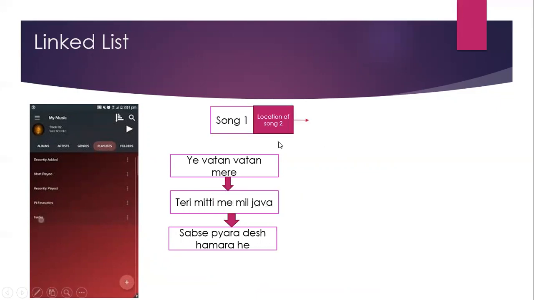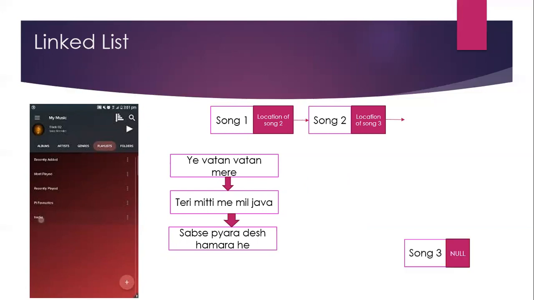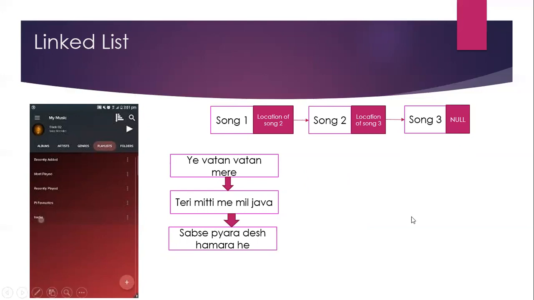Here you can see this is nothing but a node. This node has two different parts. The first one is the content and the second one is the address of the next node. The song 1 node has a second part, which is the location of song 2, where it is saved. Similarly, song 2 has the location of song number 3. And when we come to the end of the list, as there is no further song, it is null. So this is your single linked list.